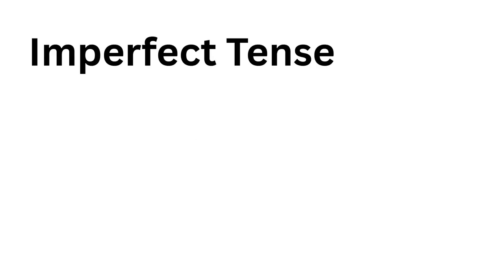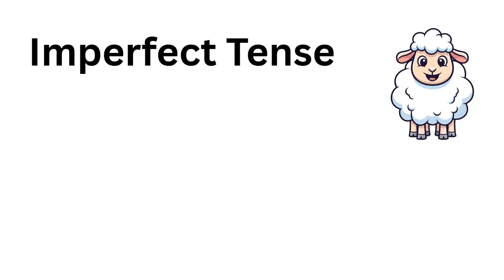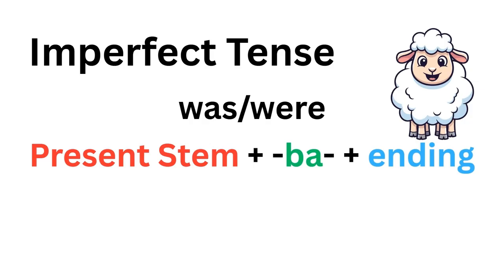Now, if you've watched any of my videos before, you may well know this is my favourite tense, and I call it the sheep tense for complicated reasons that you can see if you watch my imperfect tense video in full. You translate it using the English words was or were, and it's formed using the present stem plus the imperfect signifier BA, and then your normal person endings that you would expect.